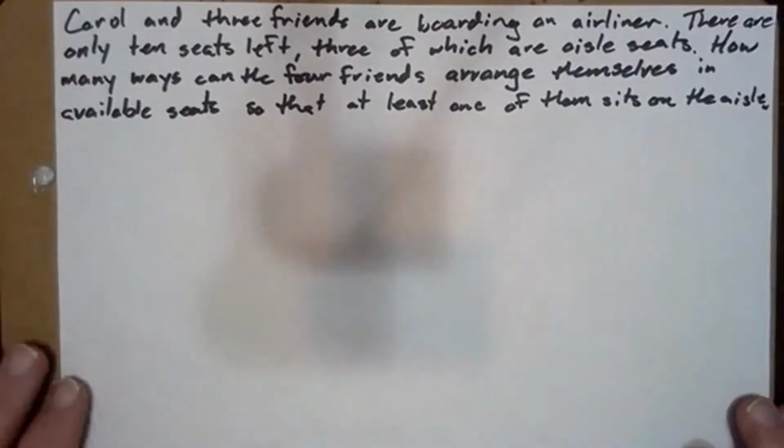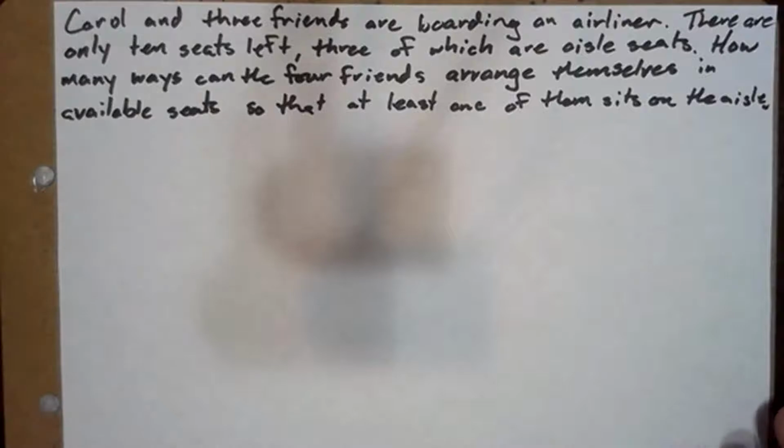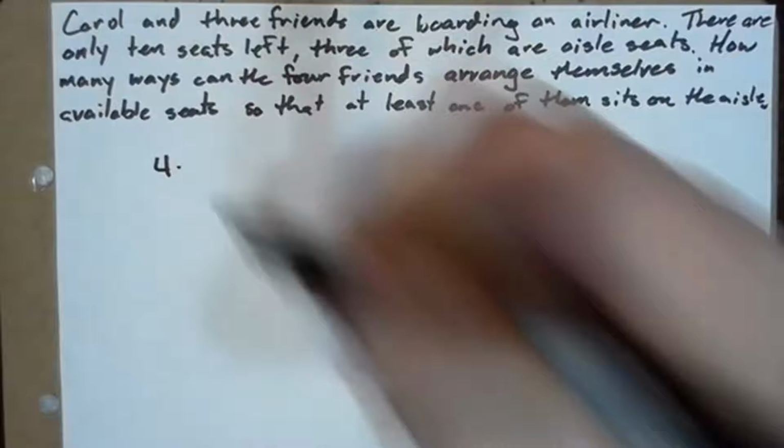Carol and 3 friends are boarding an airliner. There are only 10 seats left, 3 of which are aisle seats. How many ways can the 4 friends arrange themselves in available seats so at least one of them sits on the aisle? Well, at least one of them sitting on the aisle means that at least one of them is in one of those 4 seats. So we say that for the first person to sit down, there are 4 choices.